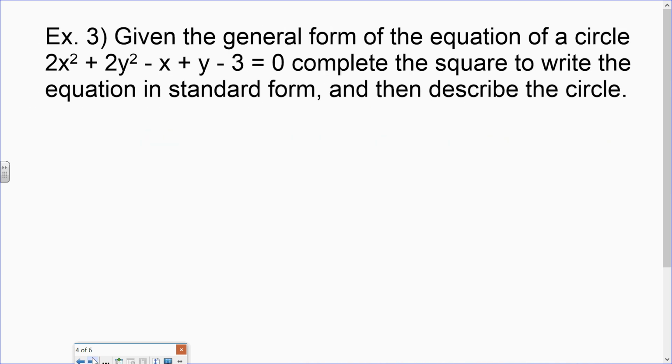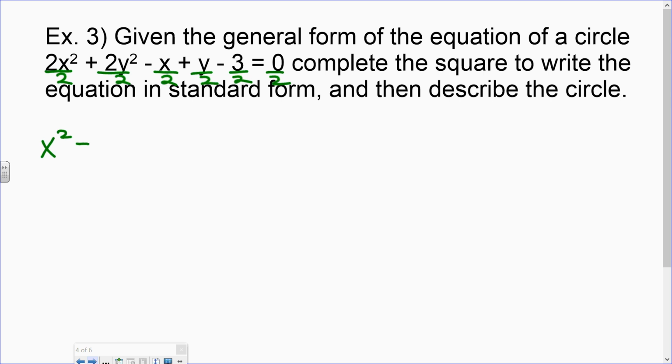It will only be a circle if your x squared and y squared coefficients are equal to each other. You can't have a 2x squared and a 3y squared and get a circle. You can get a different conic section, but not a circle. So first thing that we are going to do is to go through and divide everything by 2 so that now we have 1x squared and 1y squared. Then we're going to do what we were doing before. We are going to put the x's together.